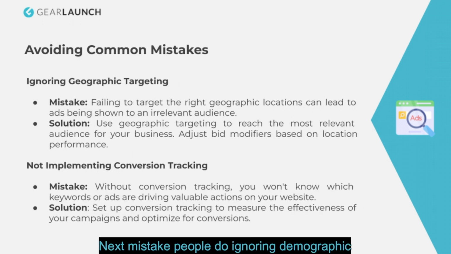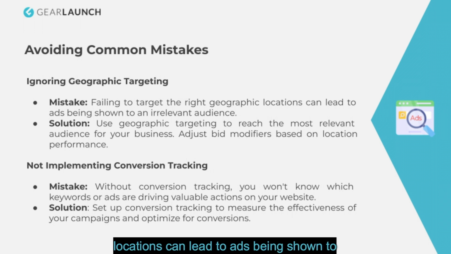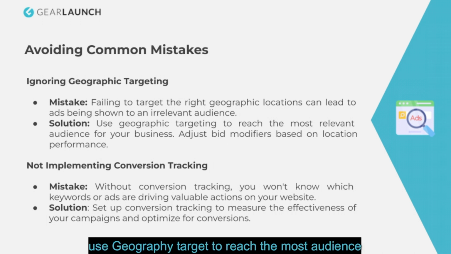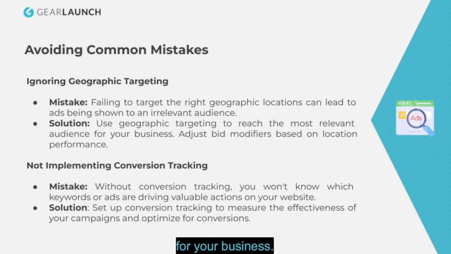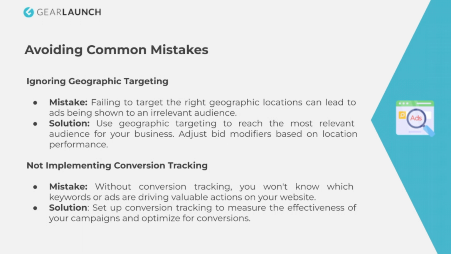The next mistake people make is ignoring demographic targets. Failing to target the right audience locations can lead to ads being shown to an irrelevant audience. The solution for that is to use geographic targeting to reach the most relevant audience for your business. Adjust bid modifiers based on your location performance.